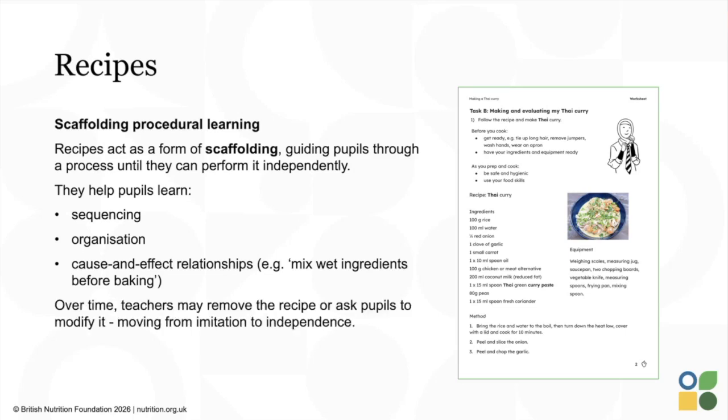These things happen. And then over time, you might remove the recipe or give them less of a recipe, or they might be more creative and get them to modify it. So you're actually moving from the imitation through to more independent. So this is one of the key things for recipe, as well as learning the food skills. There's important other factors too. And also we need to think about this cooking independently at school or at home, but particularly focus on the health and safety too. That's of paramount importance, obviously.